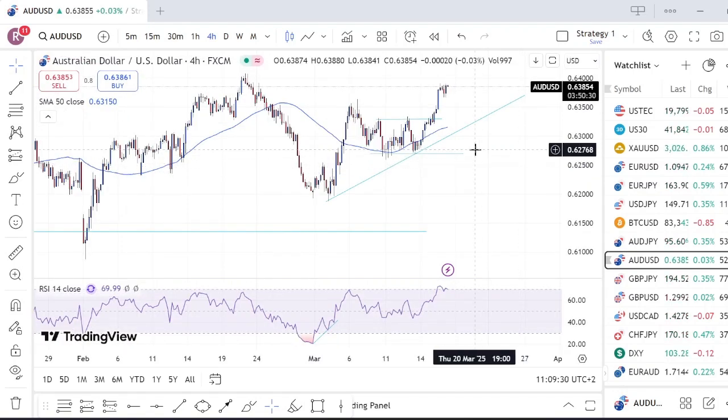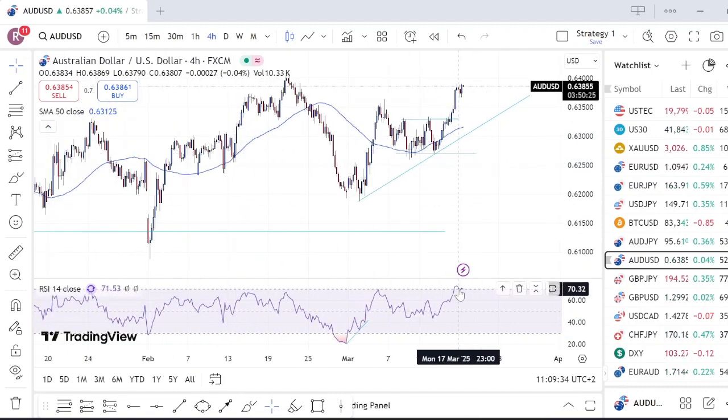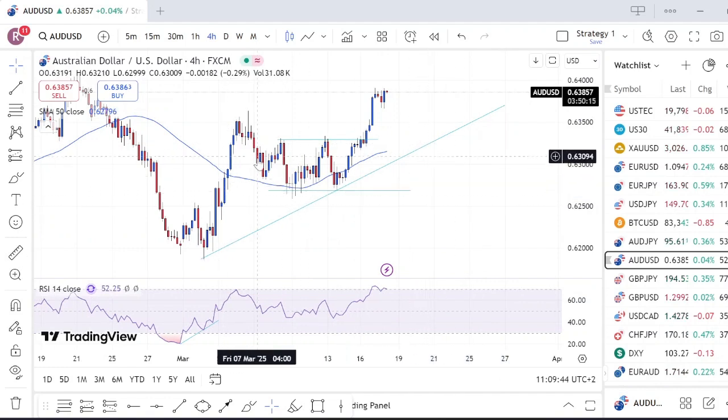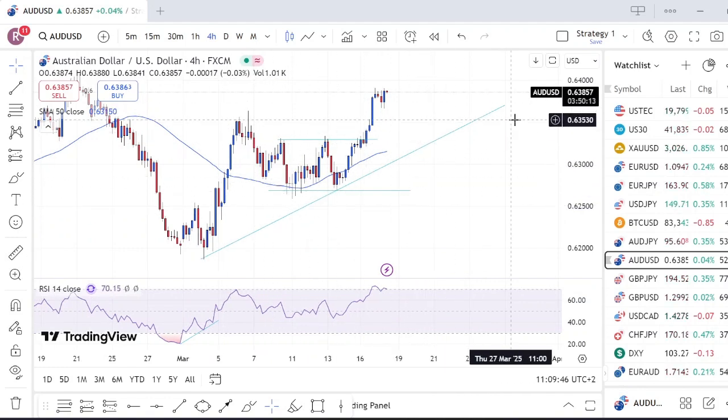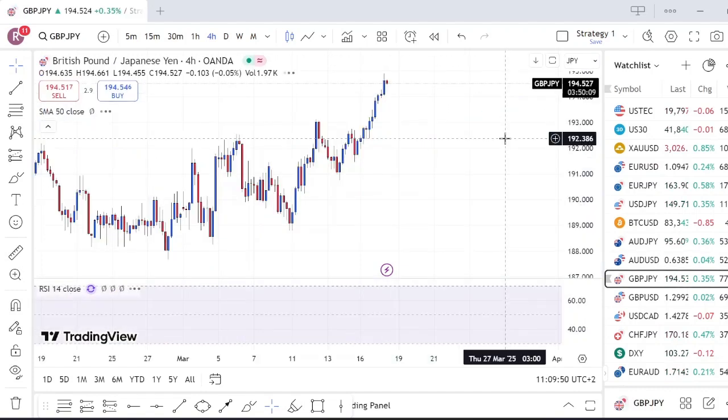AUD USD, bullish, very much so. On the 4 hour, we are in the overextended region on the bullish side of the RSI, trading between 50 and 70 there. Taking a look at our MA, we're trading above the MA and we do have a bullish trend line in play. So bulls are in control, looking for longs.